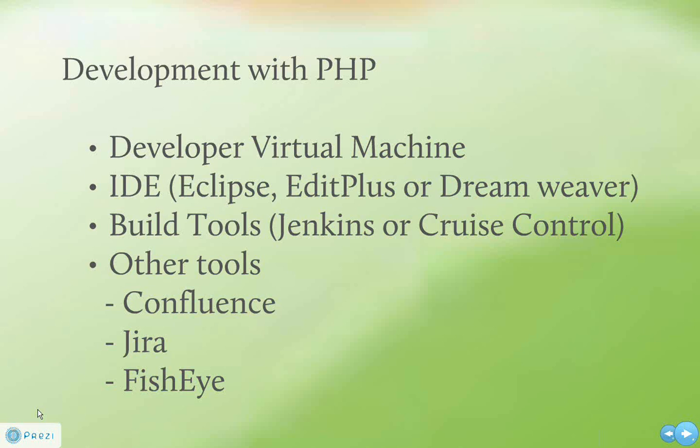Then you use different IDEs on your virtual machine, such as Eclipse, EditPlus or Dreamweaver, to do your coding. Then build tools, which are Jenkins and Cruise Control. These are two important build tools which have been used widely for continuous integration in Java, and even for PHP projects. Then other tools: Confluence, Jira and FishEye. These are paid tools available from Atlassian. Confluence is the same as a wiki, wherein you can document everything about your project. It's a very handy way to keep documentation.